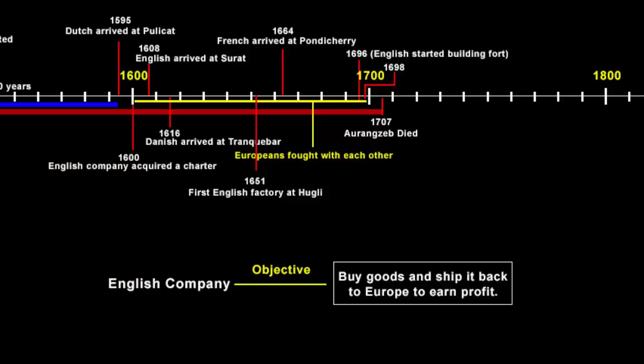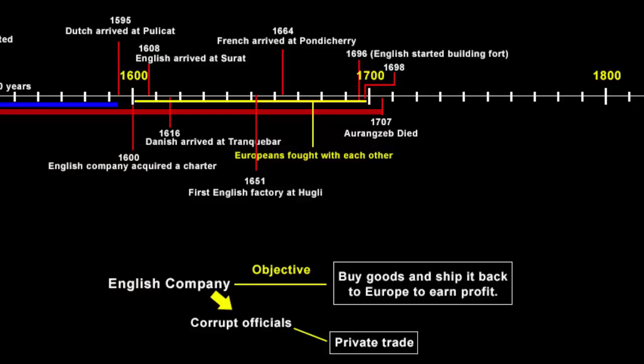But then it would be naive to say that the company had all loyal officials and that they were doing all fair trade. No, it had many corrupt officials who were doing private trade. Many of the officials, about whom we will read further because it is interesting to know, made millions of pounds and lived a lavish lifestyle back in England by doing private trade.